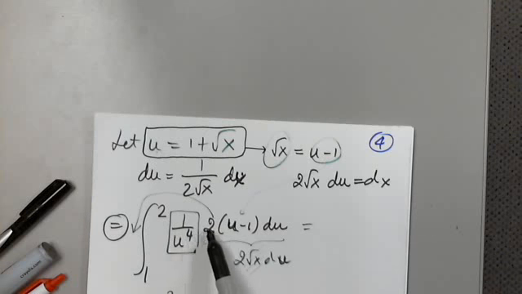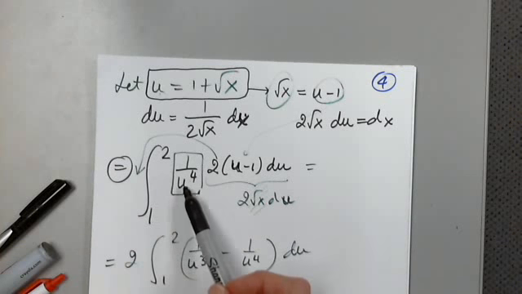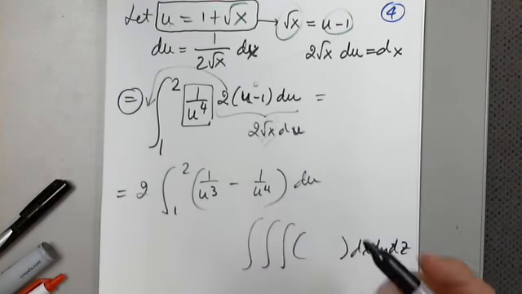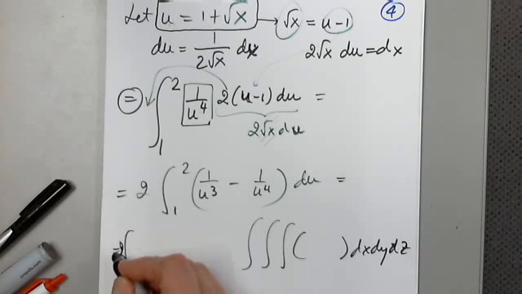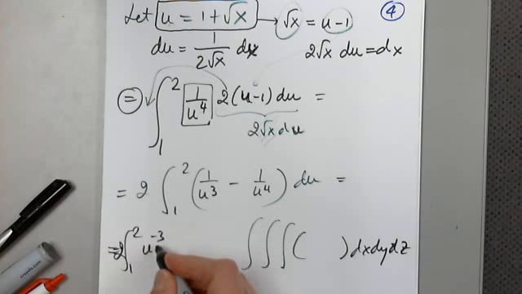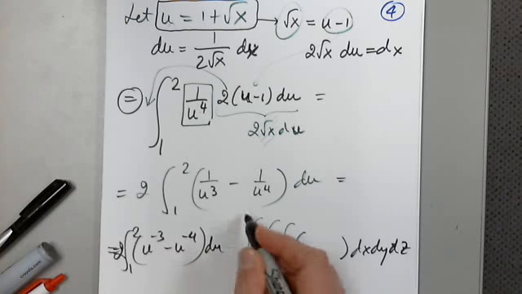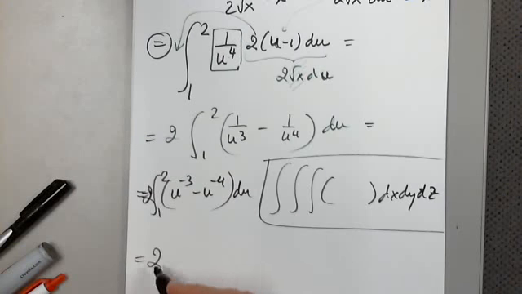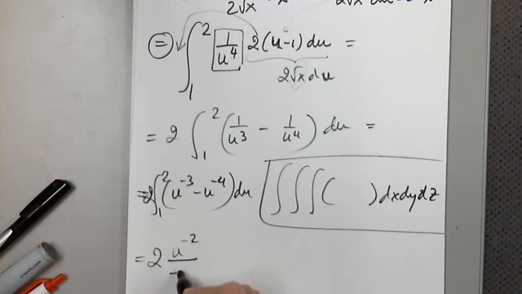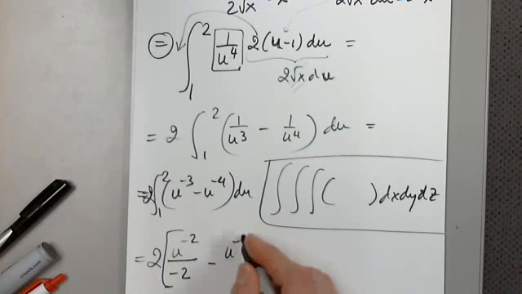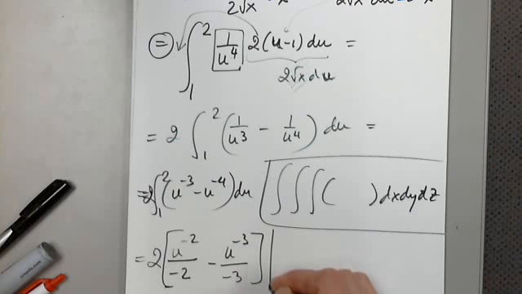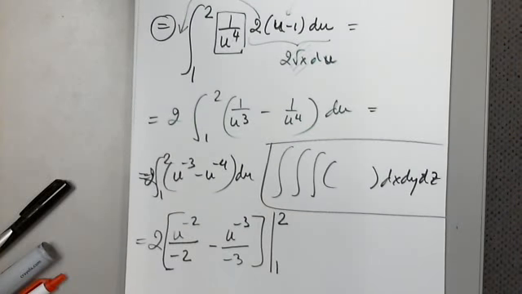Yeah. And then we distributed. I took 2 outside. 1 over u to the 4th times u is 1 over u to the 3rd. 1 over u to the 4th times negative 1 is this. Of course, I will make it even simpler with 2 in front. From 1 to 2, u to negative 3 minus u to negative 4 du, of course. So 2, u to negative 3 plus 1, negative 2 over negative 2, minus u to negative 4 plus 1, u to negative 3 over negative 3, from 1 to 2. Is this okay?